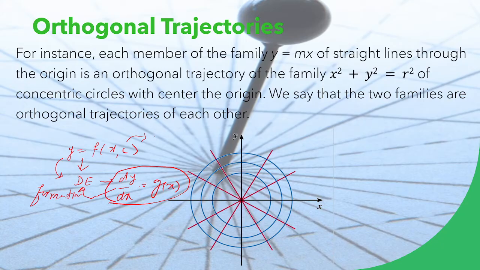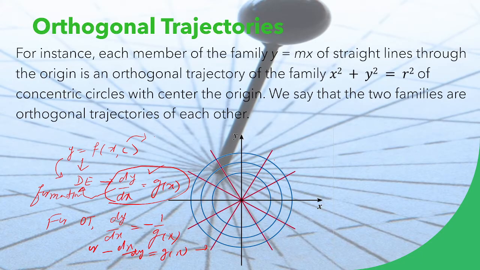Once we have this differential equation, for orthogonal trajectories, what do we do? We replace dy by dx is equal to g of x with minus 1 over g of x, or we may replace the left-hand side with minus dx by dy is equal to g of x. Either we replace the right-hand side with minus 1 over g of x, or the left-hand side with minus dx by dy. In both cases we take the negative reciprocal of one.